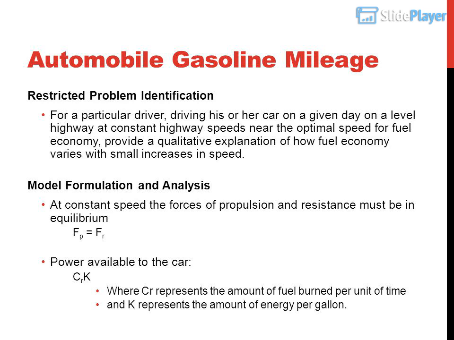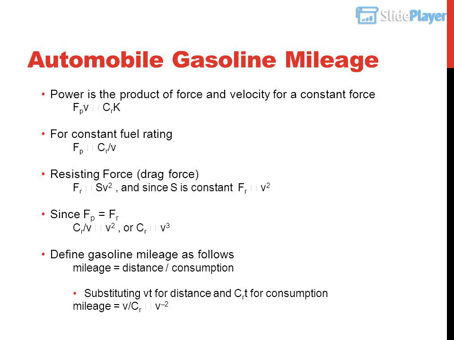Model formulation and analysis. At constant speed the forces of propulsion and resistance must be in equilibrium. Fp equals Fr. Power available to the car is proportional to w times k, where w represents the amount of fuel burned per unit of time, and k represents the amount of energy per gallon. Power is the product of force and velocity for a constant force. For constant fuel rate.